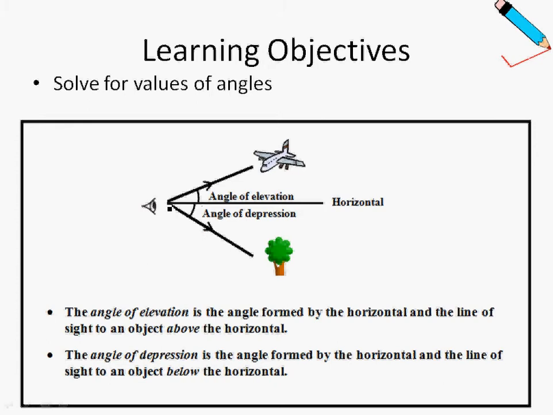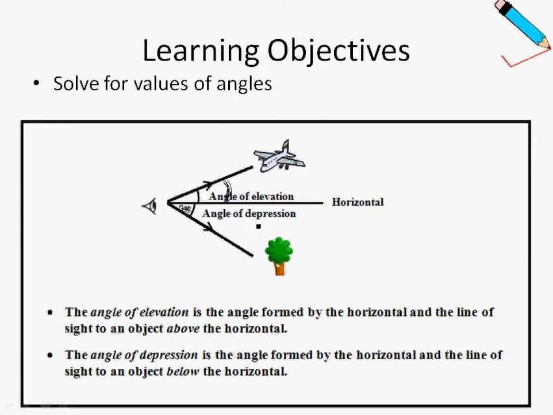To put things in layman terms, the angle of elevation is measured positively upwards from the horizontal. So if this is my horizontal here, if I go upwards, the angle that I make with the horizontal is known as the angle of elevation. On the other hand, if I measure downwards, the angle that I make with the horizontal, in this case over here, is called the angle of depression.